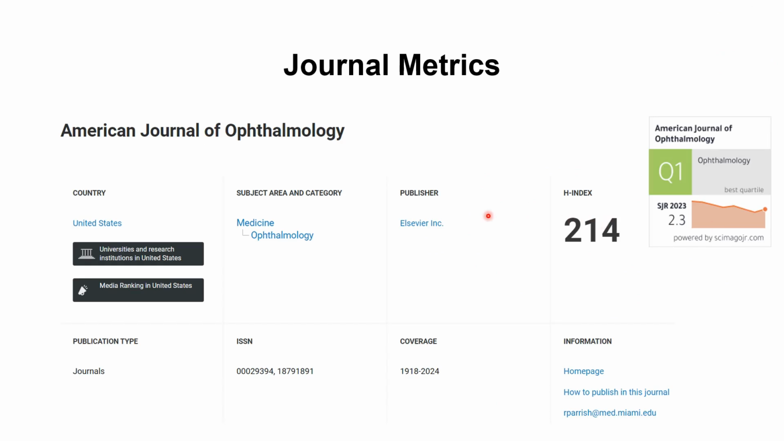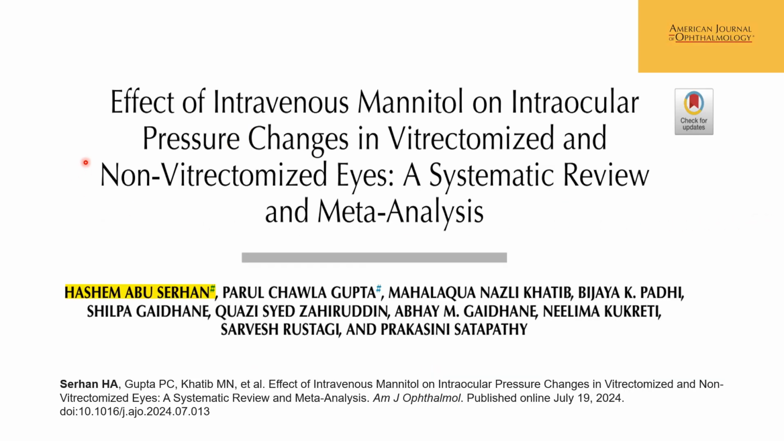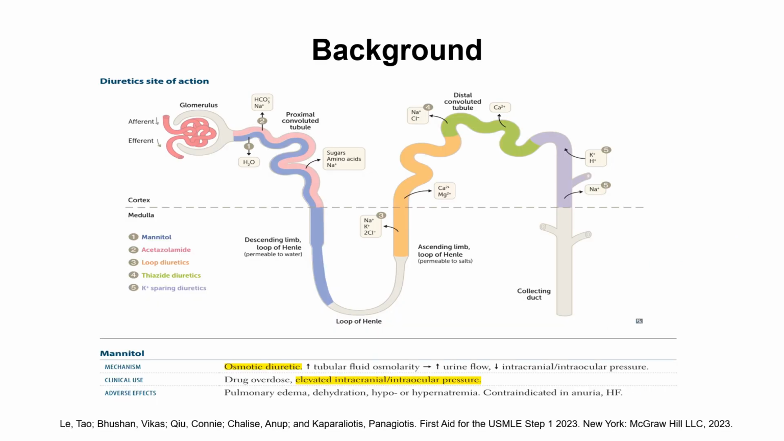So this paper was published in the American Journal of Ophthalmology, one of the best ophthalmology journals, with the Q1 quartile index. This is the title of the paper, and I was pleased to be the first author of this paper, and it was published online in July 2024.